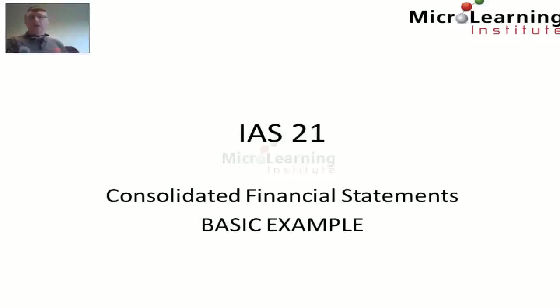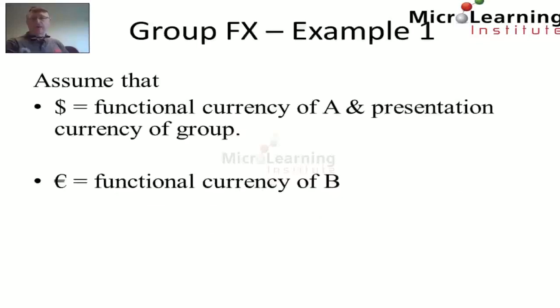In this tutorial we look at how to consolidate a foreign subsidiary in line with the rules of IAS 21. For this example, we assume that the dollar is the functional currency of company A, and also that the dollar is the presentation currency of the group. We also assume that the euro is the functional currency of the foreign subsidiary B.